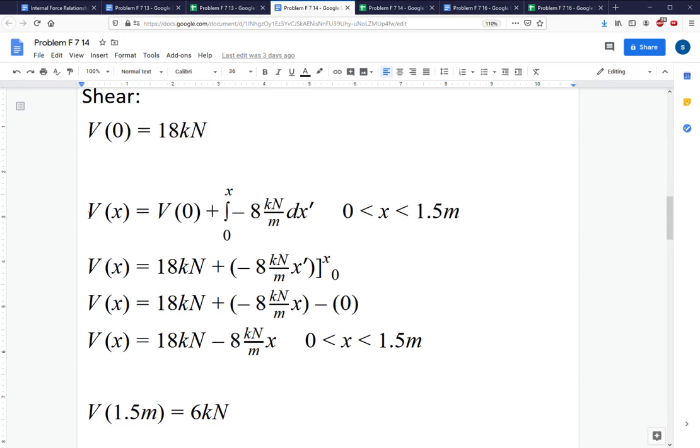So we can say that the shear at any point in that section is equal to the shear at the start, which was 18 kilonewtons, plus the integral from the starting point to our coordinate x of the w function dx. Now this w function is constant, negative 8 kilonewtons per meter dx, so the indefinite integral is negative 8 kilonewtons per meter times x. Evaluate that from 0 to x, and we get that the shear function is 18 kilonewtons minus 8 kilonewtons per meter times x for this segment.